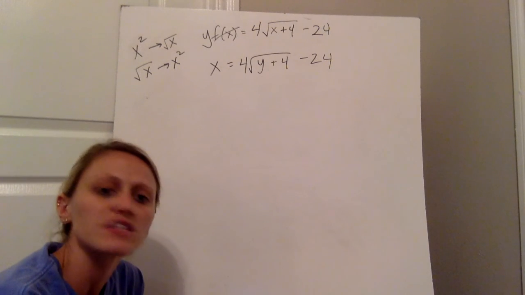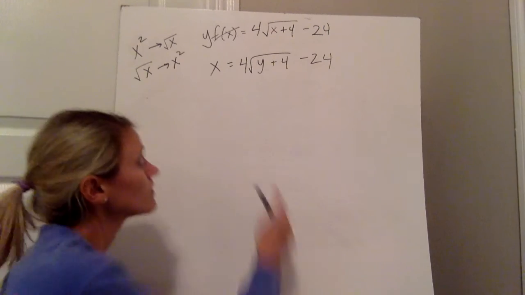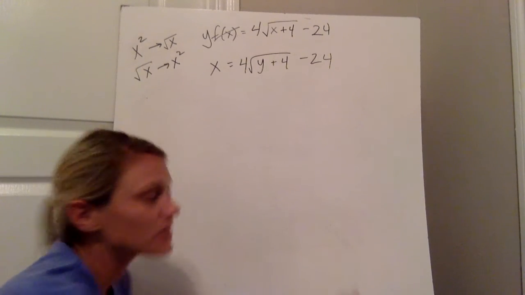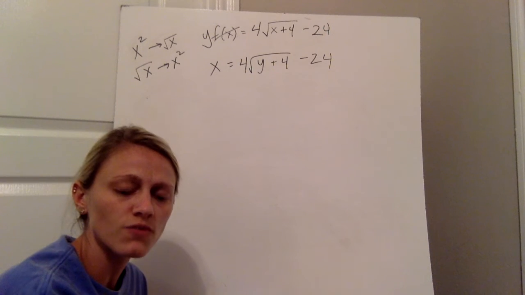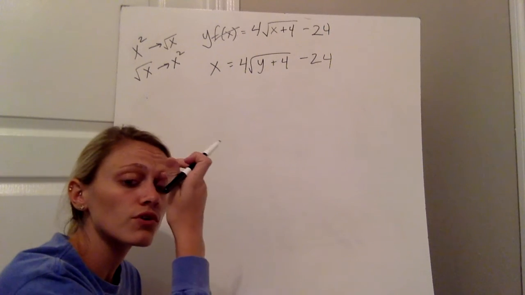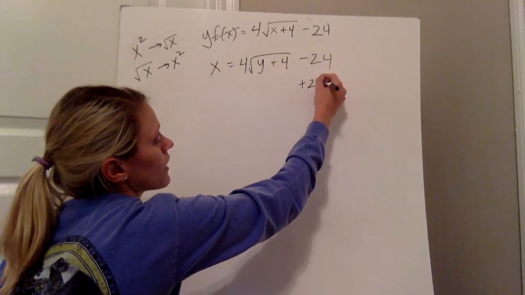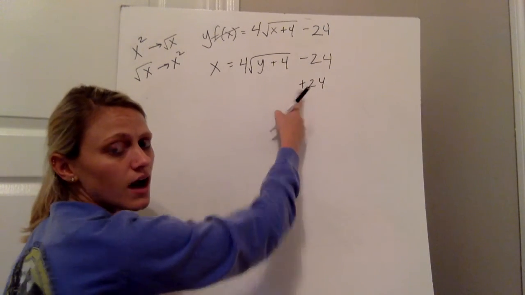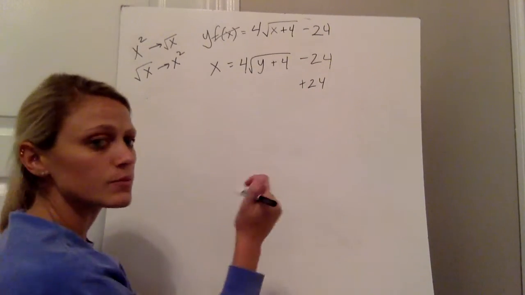I'm going to start with the thing that's furthest away from it. The 4 is inside of that with it. This 4 is right outside of it. This minus 24, it's kind of the outsider. We're going to start with that minus 24. Obviously, to move it over, to get rid of it, we add it, because a minus and a plus are opposites. It's being subtracted, so I'm going to add it to both sides.